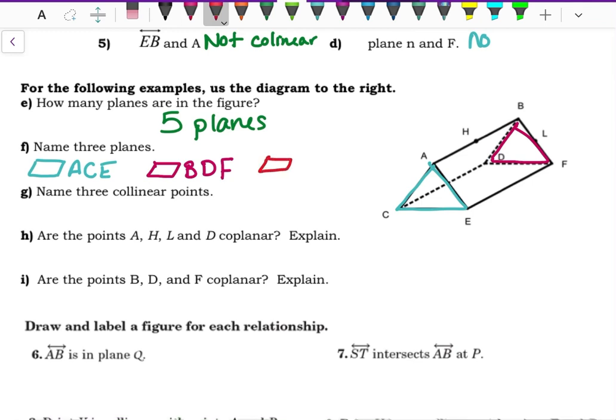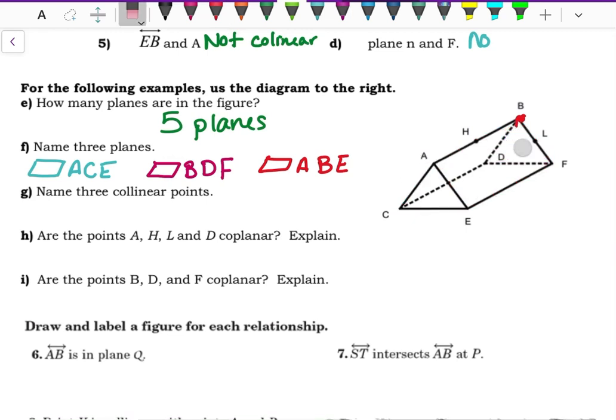And then last we have this plane. I'm just picking at random which planes we're naming. If you wanted to name different ones, that's totally fine. Then we have A, B, and E. So A, B, and E. Those are all on that plane. So that's how I named it.